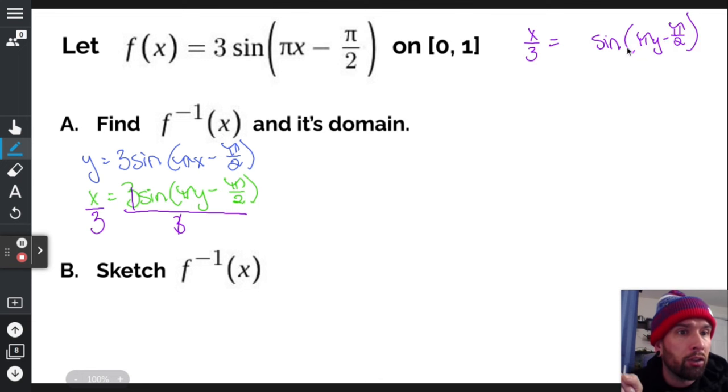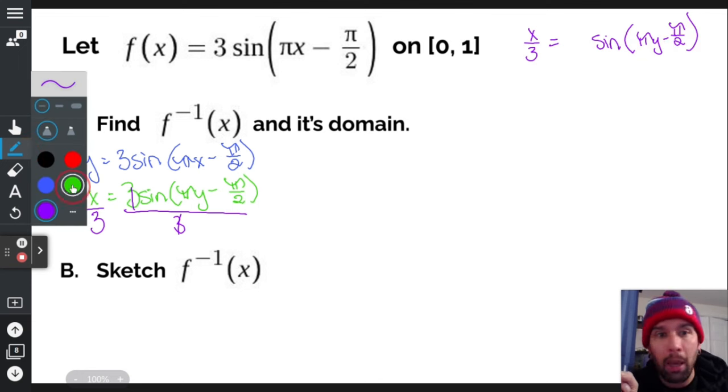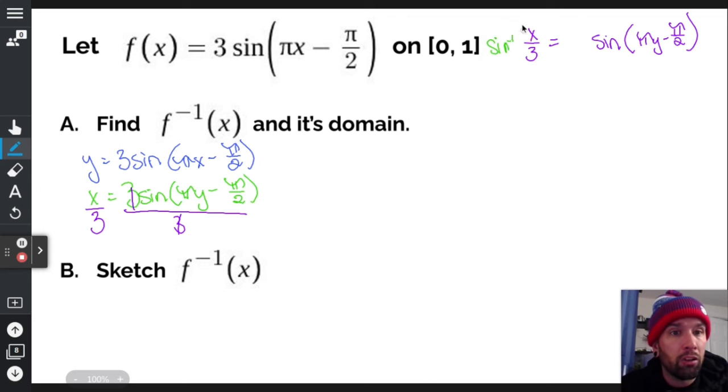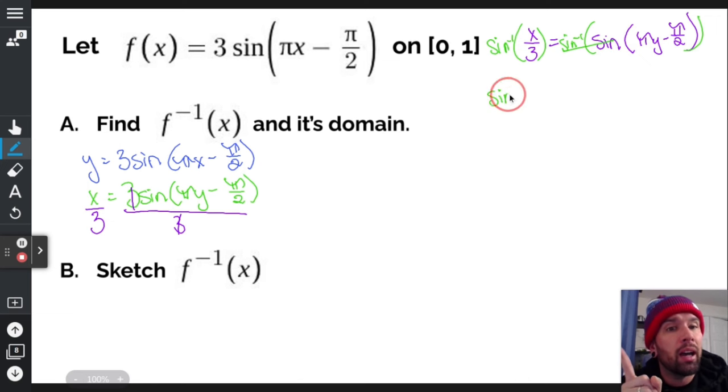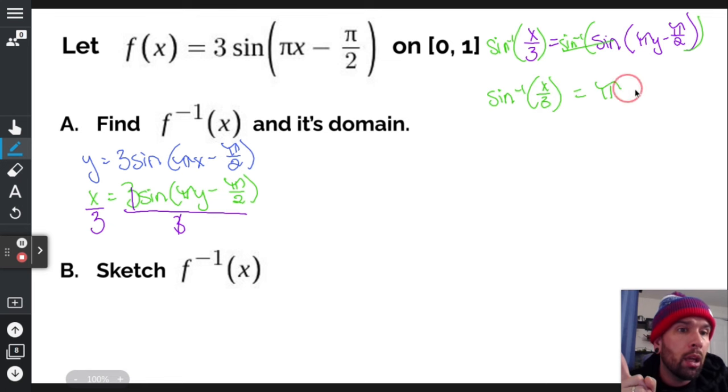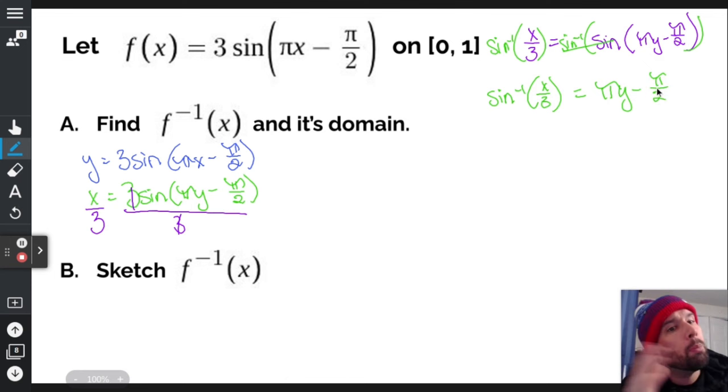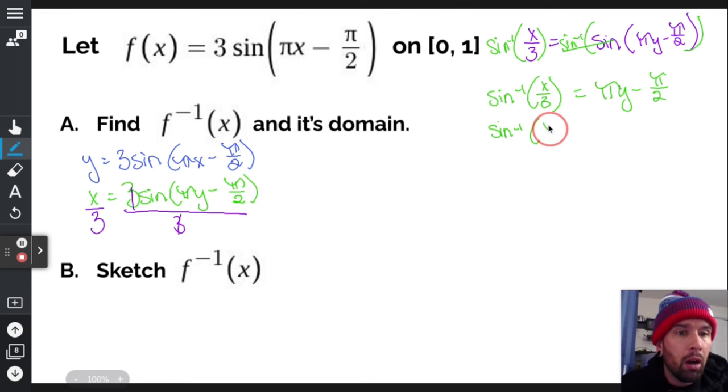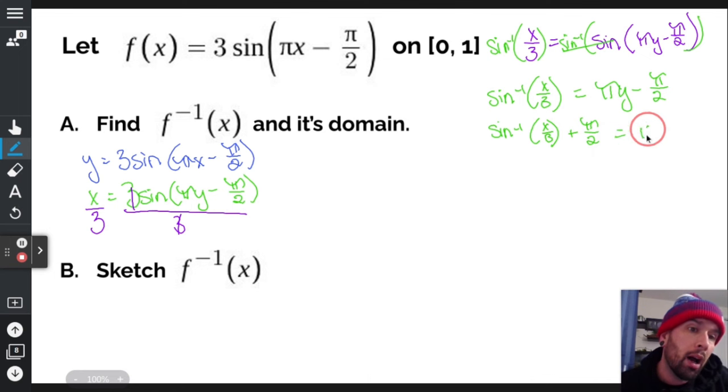Now, all the other stuff lives within the sine, so the next step is to get rid of the sine. How do I get rid of the sine? Inverse sine both sides. So inverse sine u and inverse sine u. That allows these to cross out, and now I have sine inverse of x over 3 equals pi y minus pi over 2, which is manageable. Still gross, but manageable. Add pi over 2 to both sides, so inverse sine of x over 3 plus pi over 2 equals pi y.